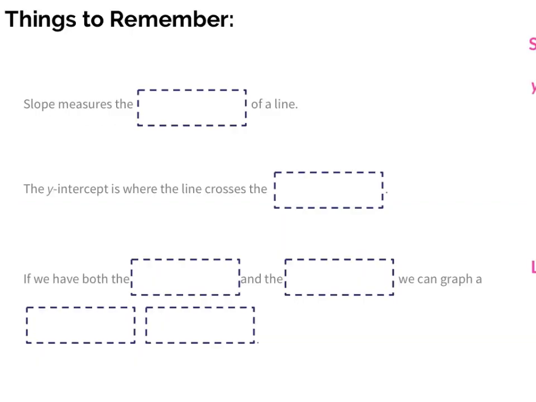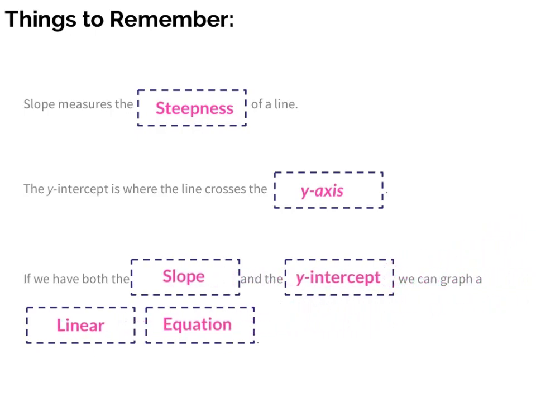A few key things that we need to remember. Remember first that slope measures the steepness of a line. The y-intercept is where the line crosses the y-axis. And if we have both the slope and the y-intercept, then we can graph a linear equation.